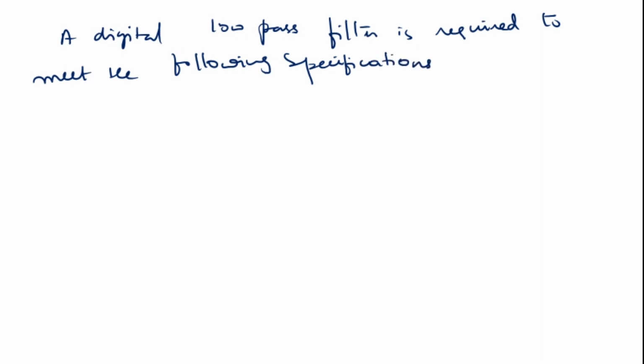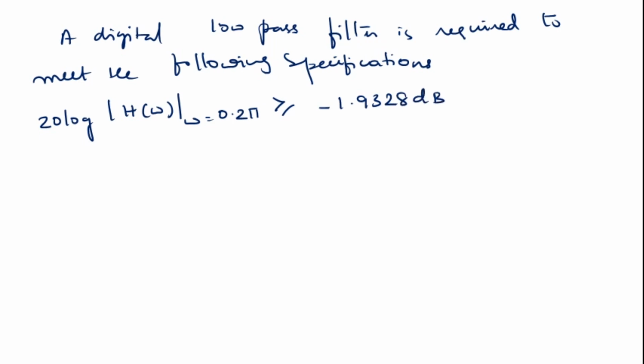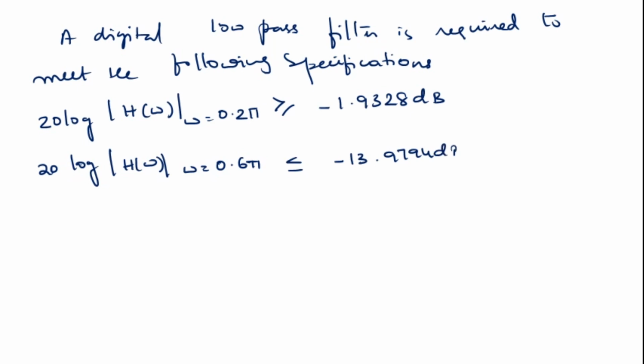First one, 20 log of magnitude of H of omega at omega equal to 0.25 is greater than or equal to minus 1.9328 decibels. 20 log of magnitude of H of omega at omega equal to 0.65 is less than or equal to minus 13.9794 decibels.